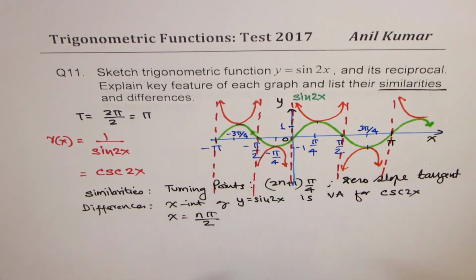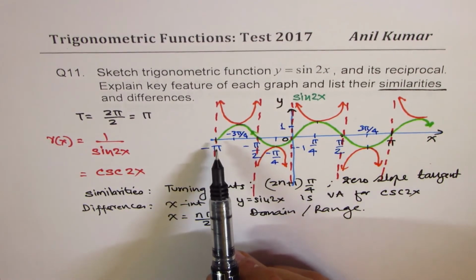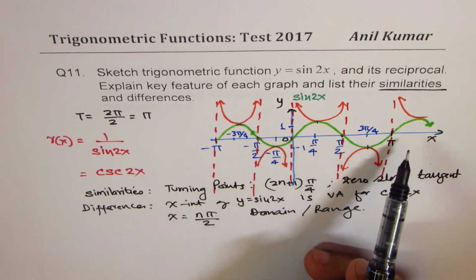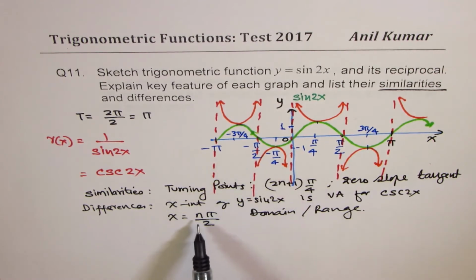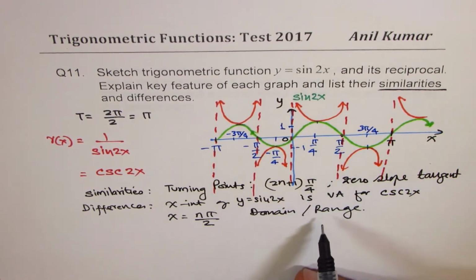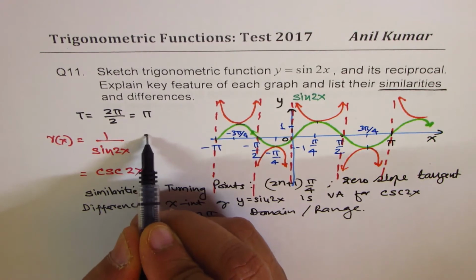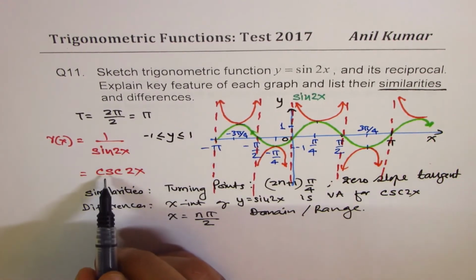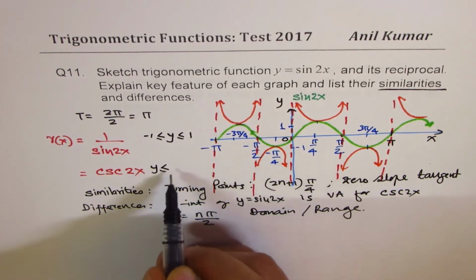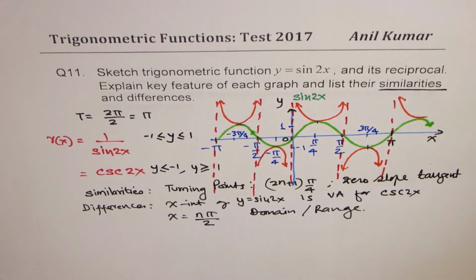The other difference could be in domain and range. So for differences, we can also look into domain and range. As you see, the sine function is continuous without any breaks, whereas we have vertical asymptotes, and therefore the domain of the function does not include the n pi by 2's. So n pi by 2 is not there for cosecant 2x. As far as the range is concerned, the range for the sine function is between -1 and 1, and the range for this function is always either less than or equal to -1 or greater than or equal to 1, correct? So domain and range are different. I hope that makes sense.